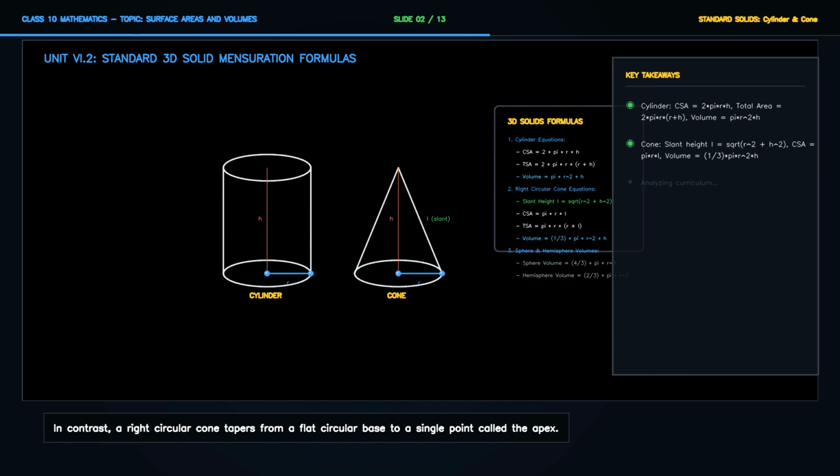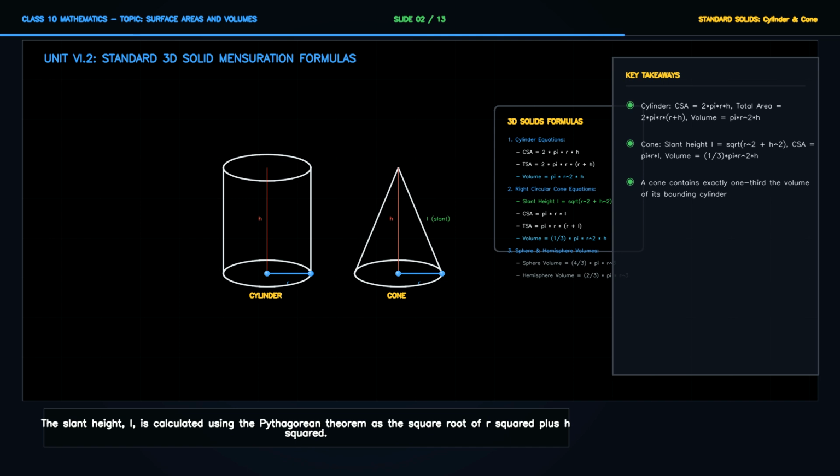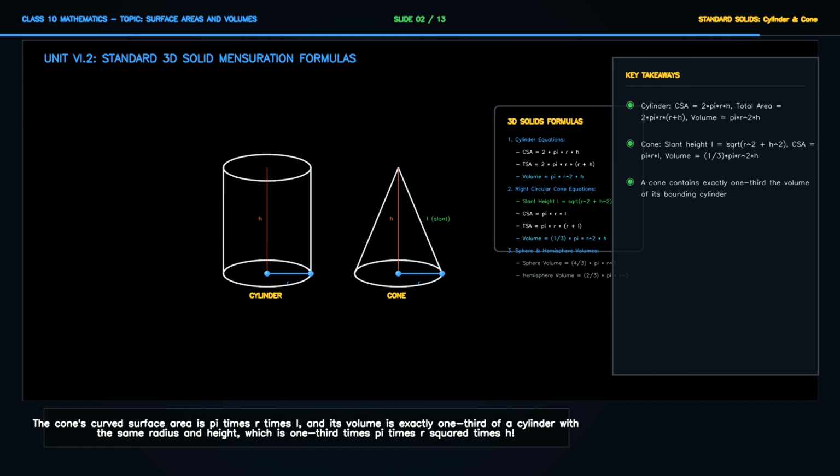In contrast, a right circular cone tapers from a flat circular base to a single point called the apex. The slant height, L, is calculated using the Pythagorean theorem as the square root of r² + h². The cone's curved surface area is πrL, and its volume is exactly 1/3 of a cylinder with the same radius and height, which is 1/3 πr²h.